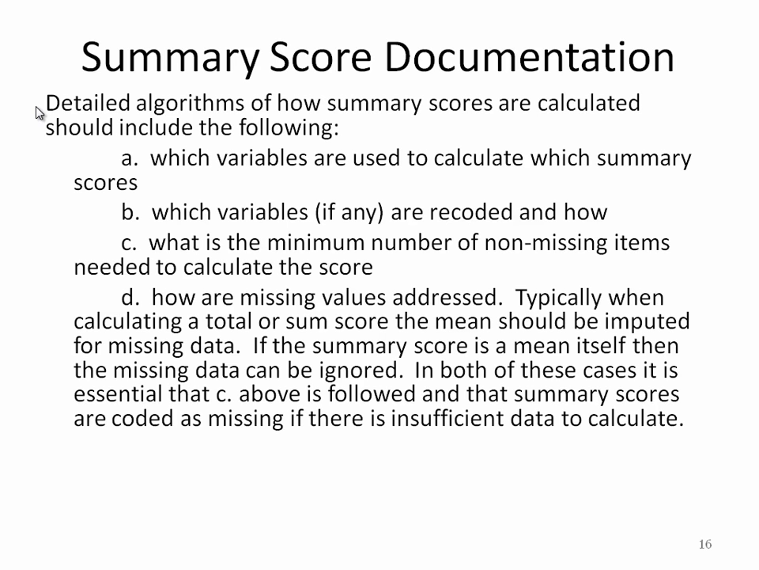But if the summary score is a mean itself, then calculating the mean of the missing value doesn't add anything to the mean, because the 4 non-missing items would have the same mean as if you imputed the mean for the 5th item and then calculated the mean. So it doesn't matter, okay?